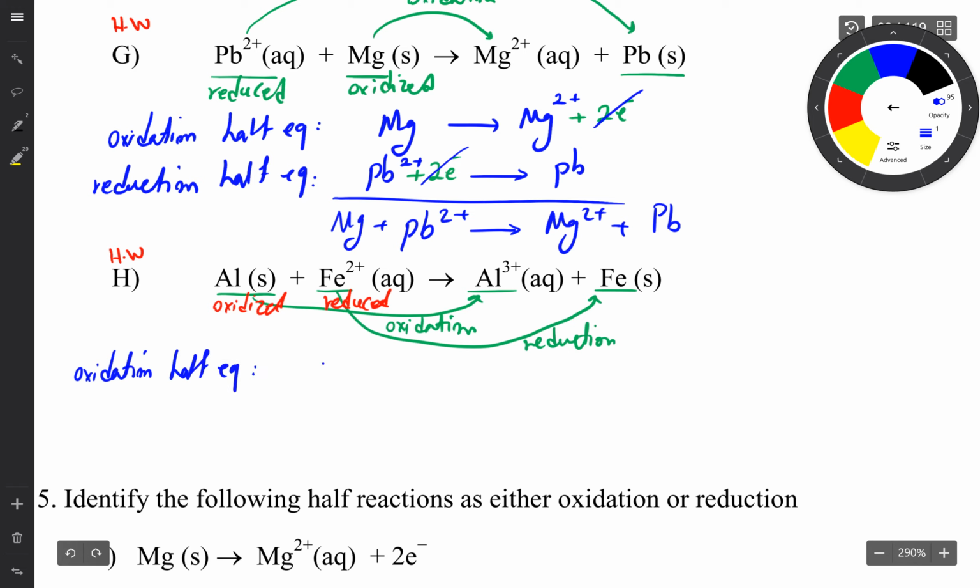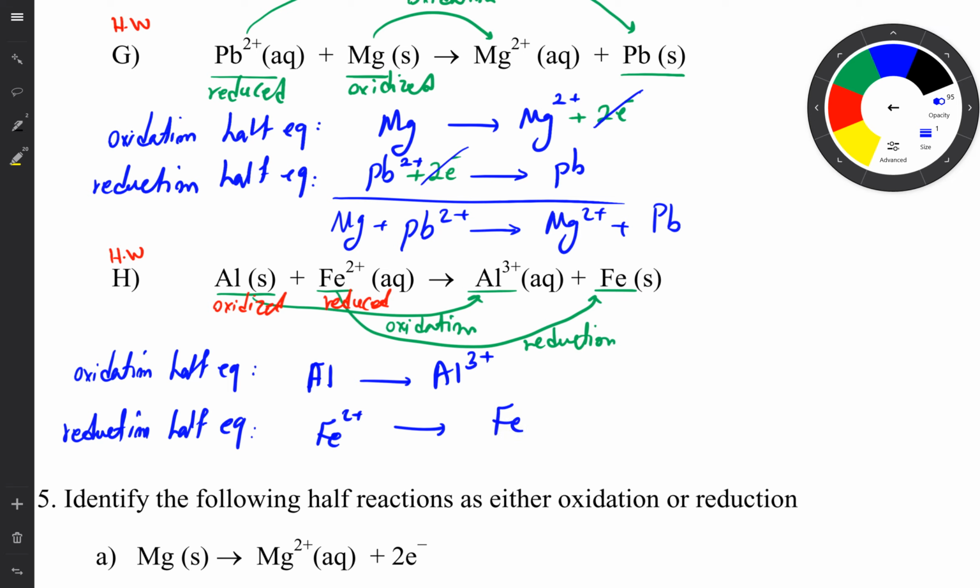In the oxidation half equation, Al is converted to Al3+, and in the reduction half equation, Fe2+ is converted to Fe. Let's balance them. The number of atoms is equal for both the oxidation and reduction half equations.